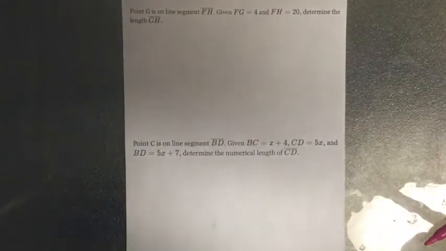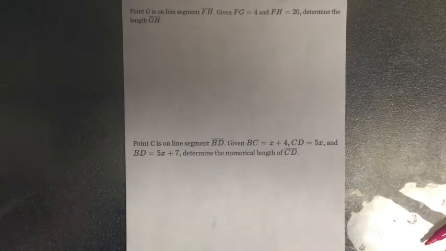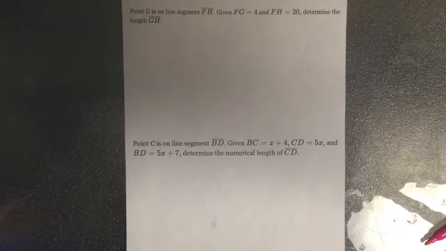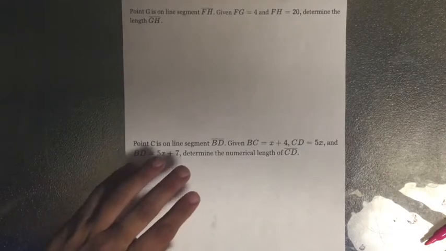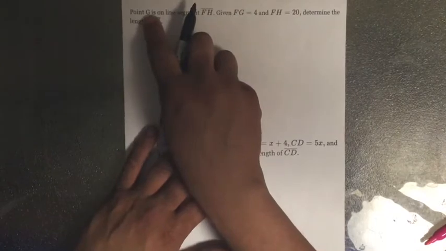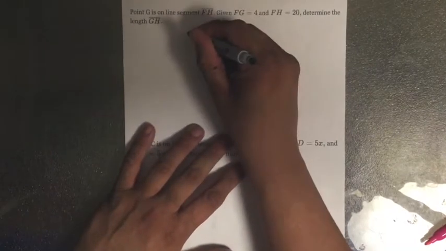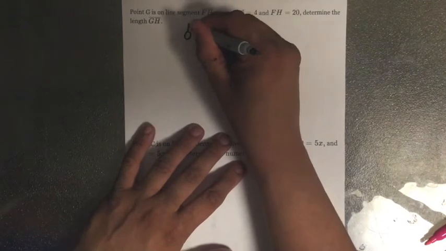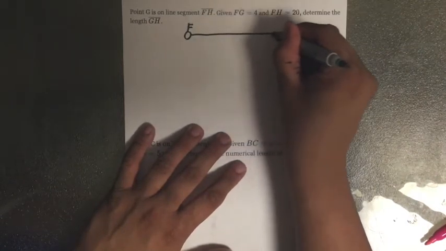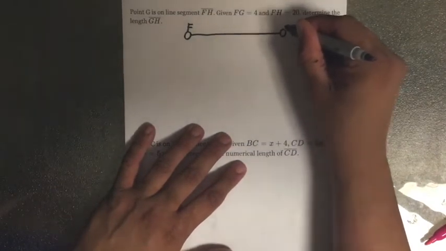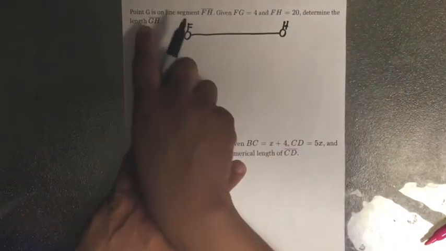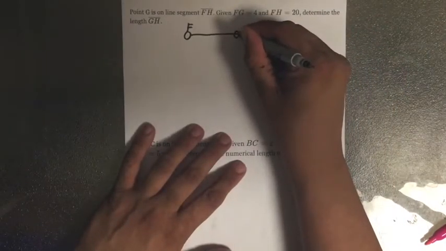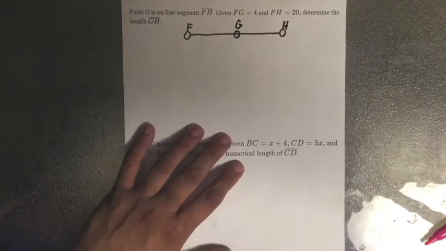All right, so let's see an example here of what that looks like on Delta Math. So let's read the statement first here. It says point G is on line segment FH. So what that means, just in words, is that G is in between F and H. So if I say F is here, and I make a long line, and I make H here, they're saying G is somewhere in the middle here, between F and H.